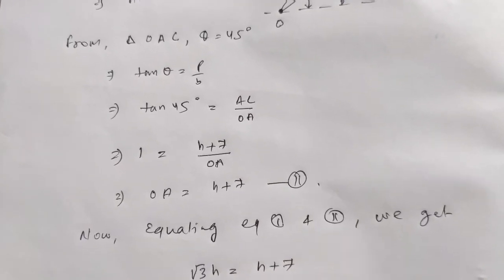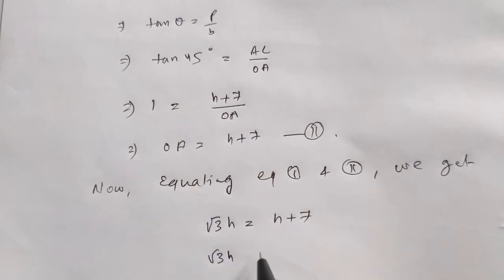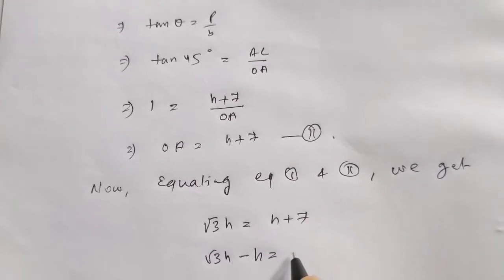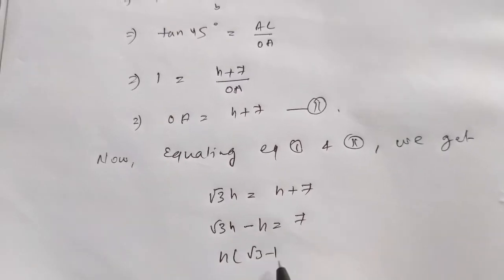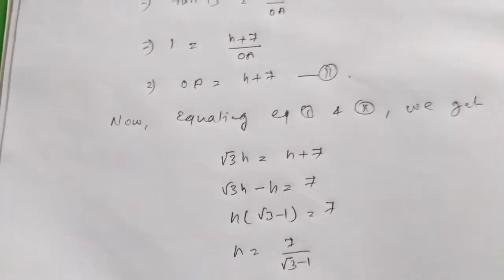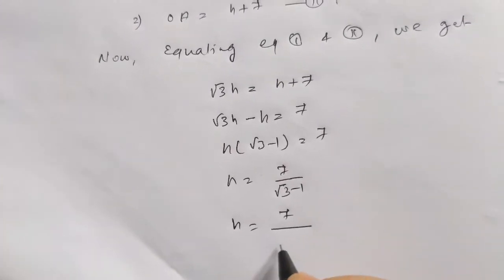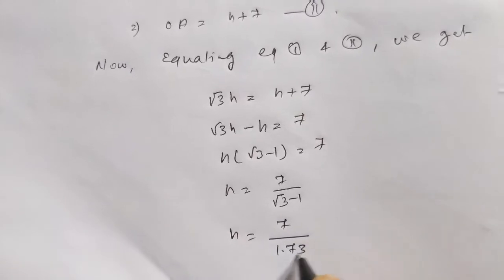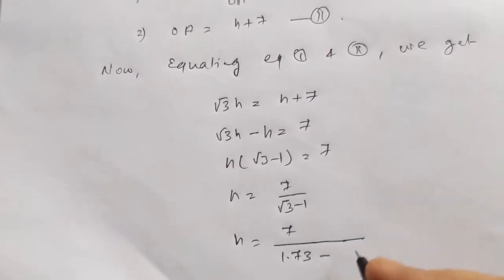So if you bring this h from the right hand side to the left hand side, it will become minus h, so it will be 7. If you take h common, then root 3 minus 1 times h is equal to 7. So h is equal to 7 by root 3 minus 1. If you put the value of root 3, that is 1.73, sometimes it is given in the questions. Otherwise, you have to know the value of root 3, that is 1.73.